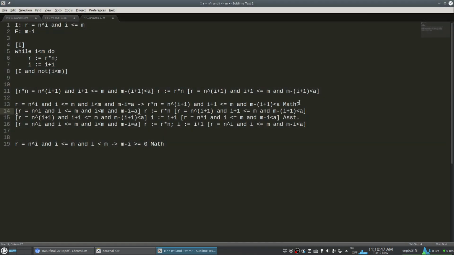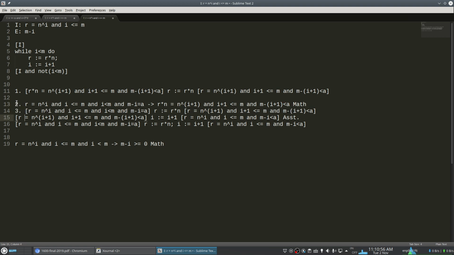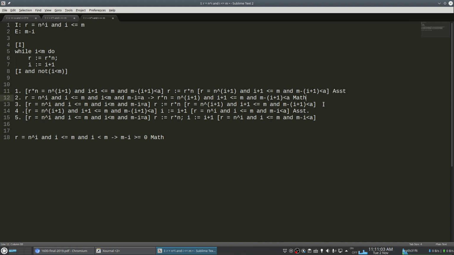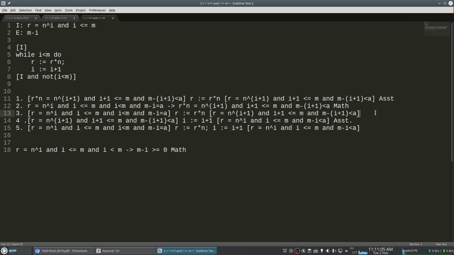Cool. So we know this is now true by math. And now I better put in some line numbers here so we can keep track of what's going on. That's line 2, line 3, line 4, line 5. Okay. So this was an assignment. This was math. This was precondition strengthening by lines 1 and 2. This was assignment. Line 5 is gluing lines 3 and 4 together with the sequencing rule.